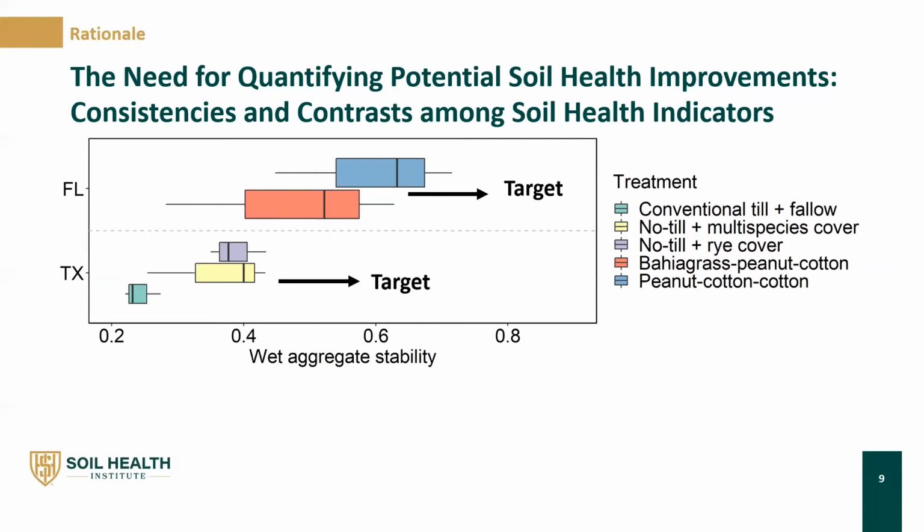This points out that even though some of the trends are the same when we look at different indicators, we need to have enough different indicators that we capture what's going on in the system, because soil health isn't just soil organic carbon. It's not just aggregate stability. It's a holistic idea. So we need indicators that complement each other.